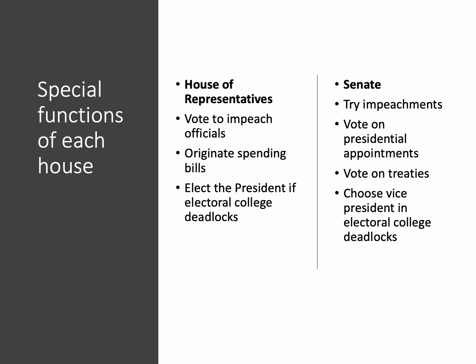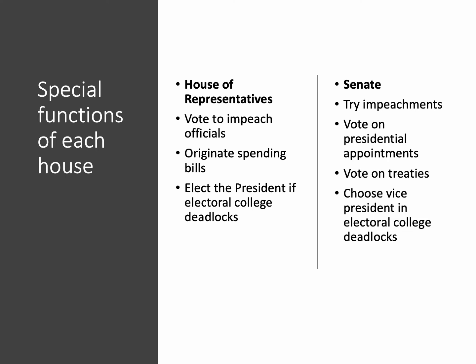They approve nominations to be judges, to be ambassadors, to be secretaries of state, and that sort of thing. And they also vote on treaties. And then in the case of the deadlocked electoral college, they choose the vice president. So they have certain special functions.